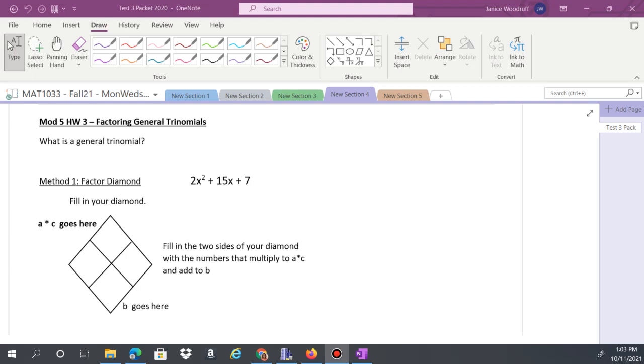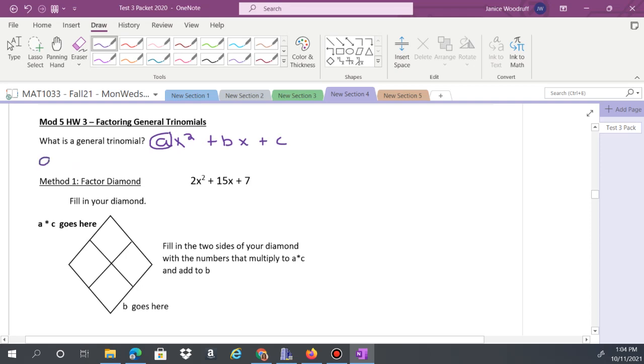Okay, so section 3, we are factoring general trinomials. Now, a general trinomial is going to be a trinomial that has a number in front of that x squared. So it's going to be in the form ax squared plus bx plus c, where a is going to be an actual number other than 1.